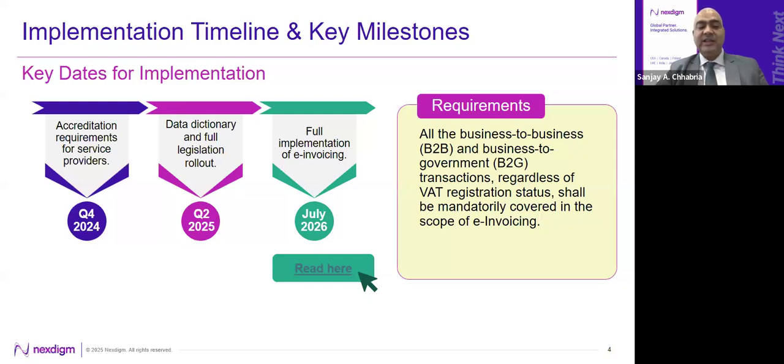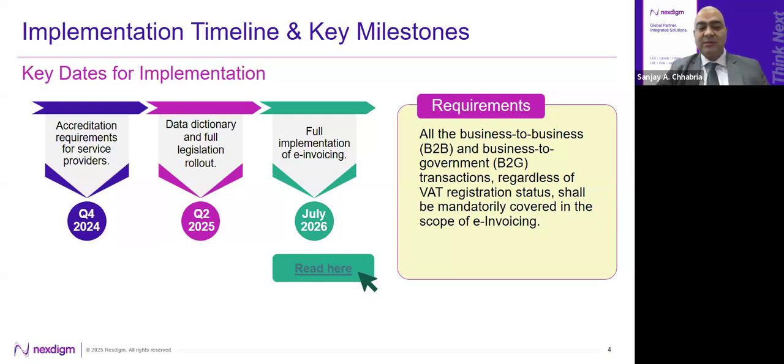The data dictionary and full legislation rollout is planned this month, or maybe in the coming months, pretty soon. There will be changes which will actually happen in the legislation, which has already come into place. Maybe in the next slide, I will be talking about that. Full implementation of e-invoicing is not happening now, but it will actually happen from July 2026.